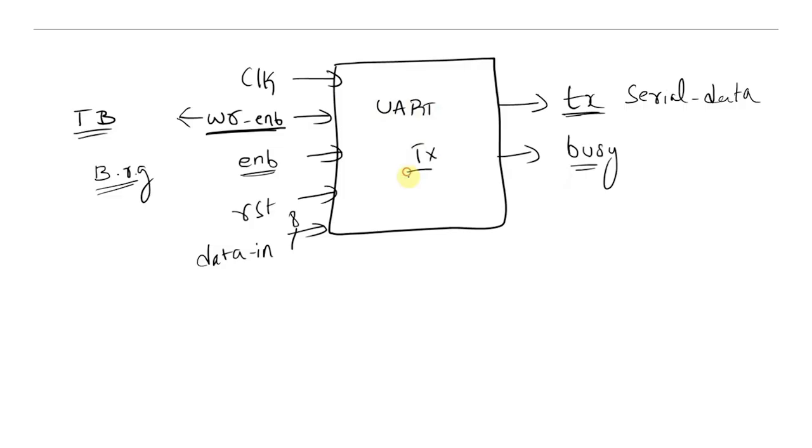The write operation happens from the transmitter. What are the inputs for this? You have clock, write enable, reset, and data_in, which is 8 bits. The transmit signal is the serial data. One more is the busy flag. When busy equal to 1, the UART is said to be busy. When busy equal to 0, the UART is idle. This is the write operation.